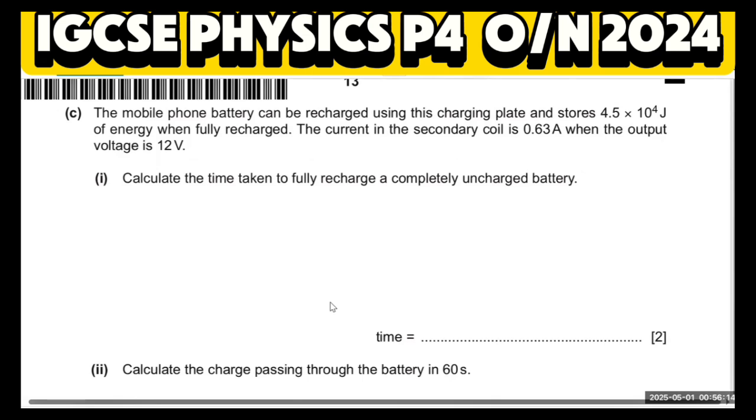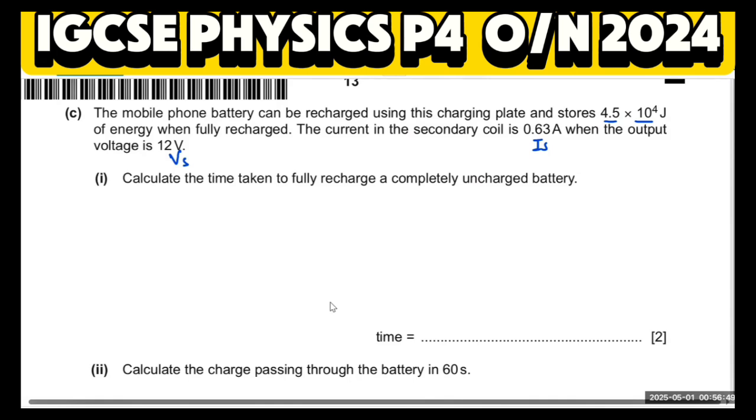C part. The mobile phone battery can be recharged using the charging plates at the store of 4.5 times 10 power 4 joules. Joules is the unit of energy. It didn't mention that there is energy, but you can recognize it from the unit of energy when fully recharged. The current in the secondary is IS, with the output voltage. Output means secondary voltage, so VS. Calculate the time taken to fully charge the completely uncharged battery.